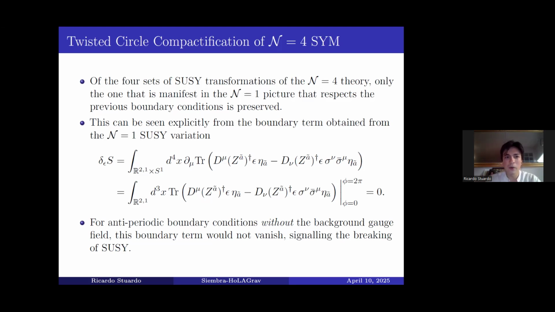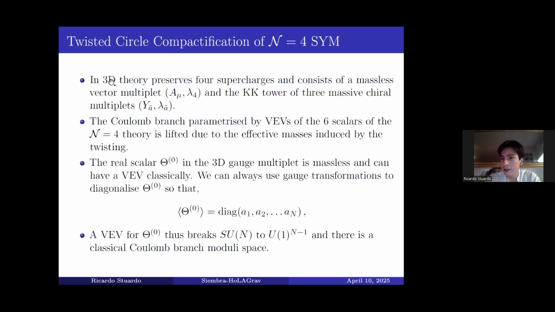So, okay, what do we have so far? In the 3D theory, we have a theory that preserves 4 supercharges and has a massless vector multiplet, because this has a 0 mode, basically. And we have a tower of 3 massive chiral multiplets. So the 6 real scalars are massive, and the leftover 3 fermions are also massive. It's very important to say that these scalars parameterize the Coulomb branch of the N equal 4 theory. But now, because they are massive, the Coulomb branch is completely lifted.